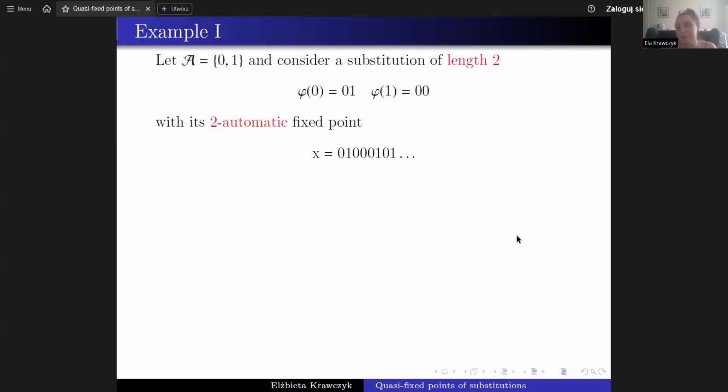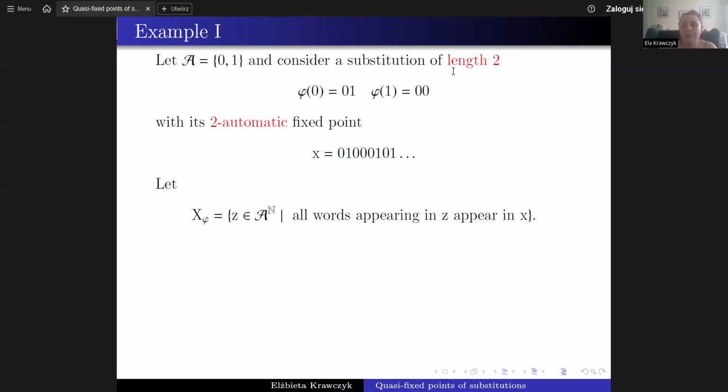Okay, so I would like to start with an example, and my example will be a well-known substitution. This is the period doubling substitution. It is a substitution of constant length 2, sending 0 to 0, 1 and 1 to 0, 0. And I can look at the fixed point of this substitution, which is an example of a 2-automatic sequence, since the substitution had constant length 2.